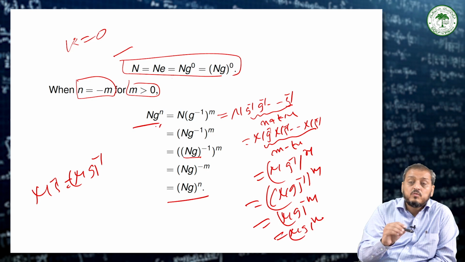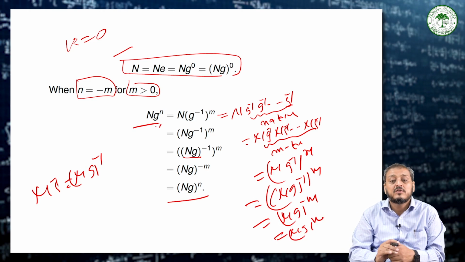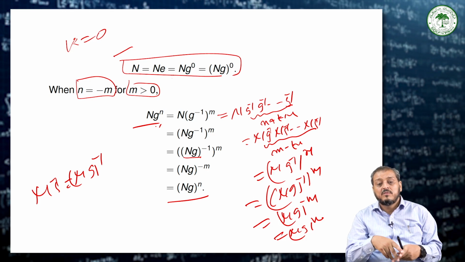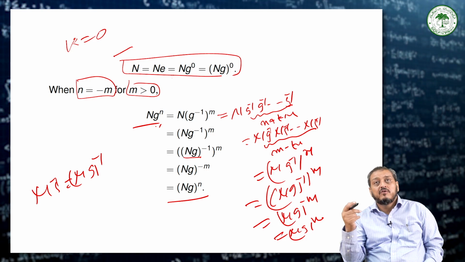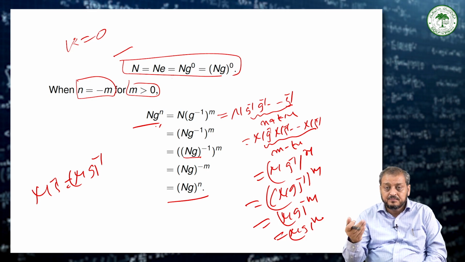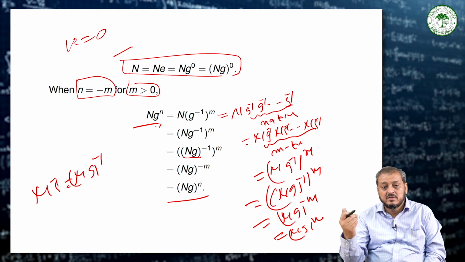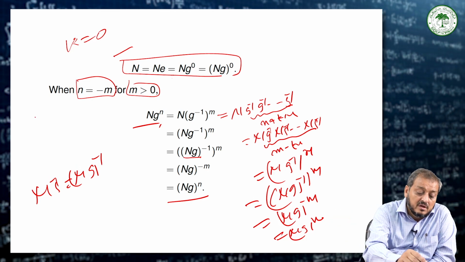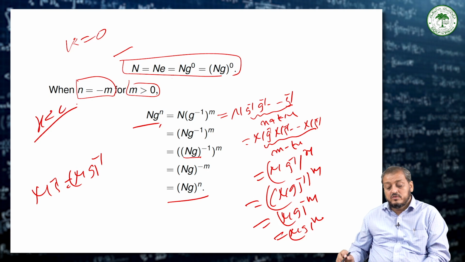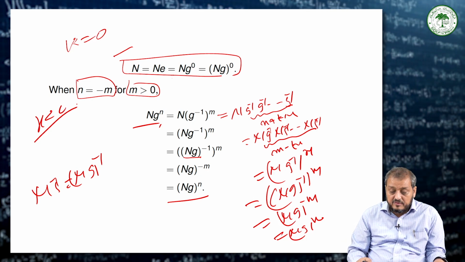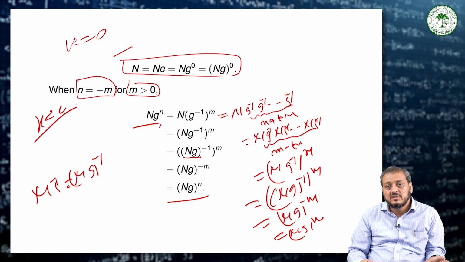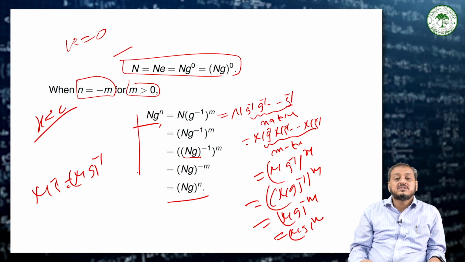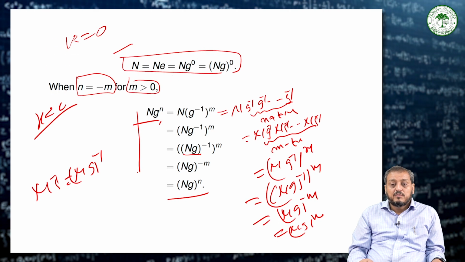So this means we can prove this result for all integers, because k is an integer, and k is either greater than 0, equal to 0, or less than 0. We just take a negative integer and take m greater than or equal to 0. Then in all the cases this result is proved.